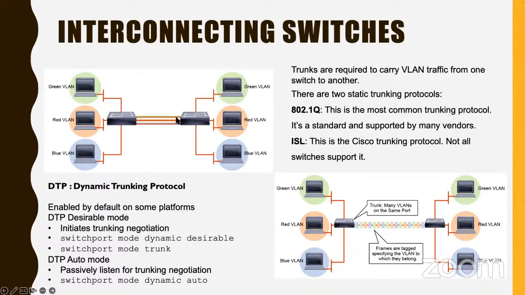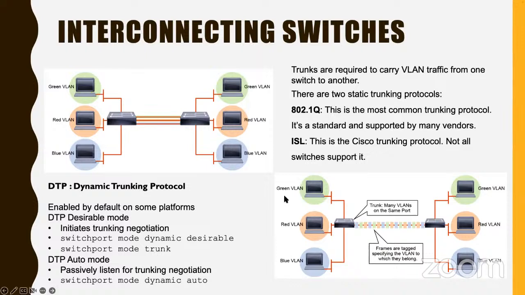Otherwise, if there is no concept of trunk, I'll have to put three different access ports connected over here. First link in the access VLAN green, second in the access VLAN red, third in the blue VLAN. That's where we are wasting this infra.